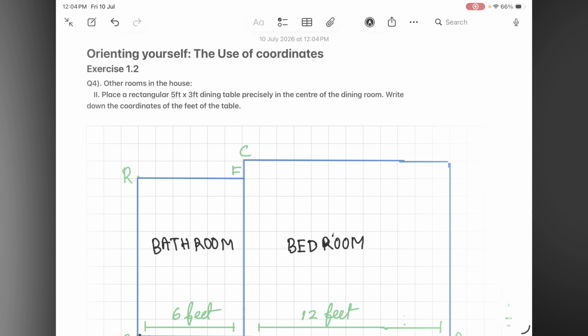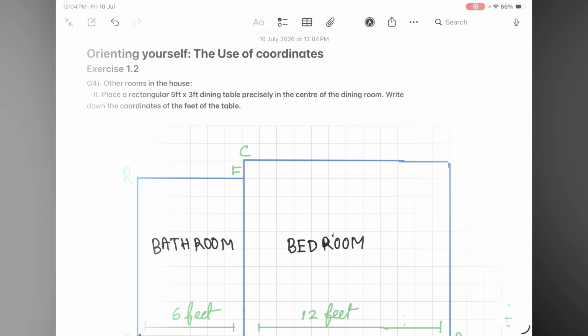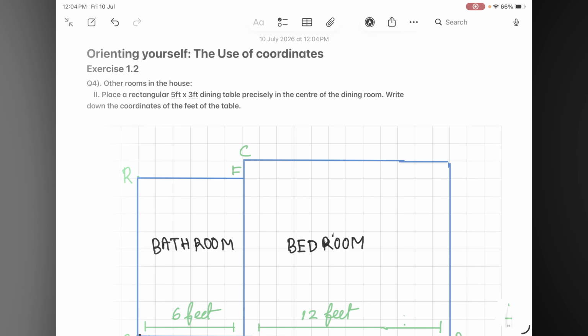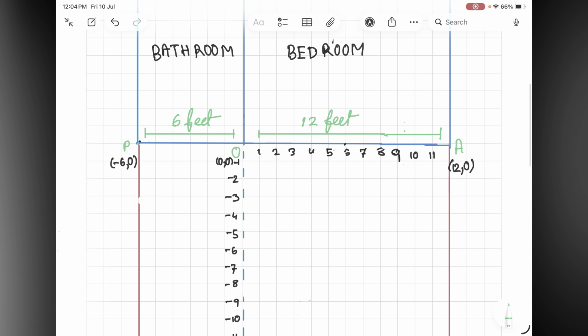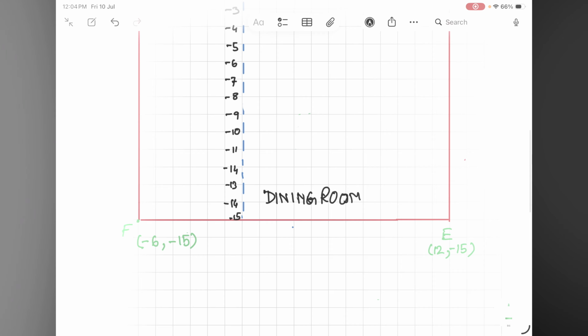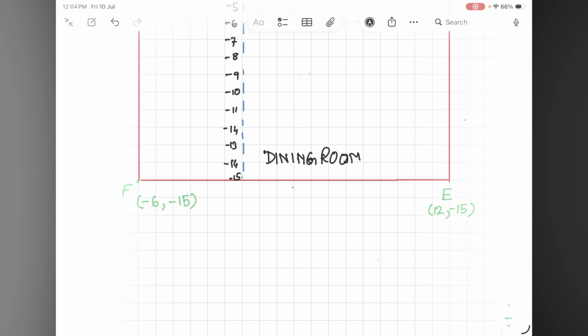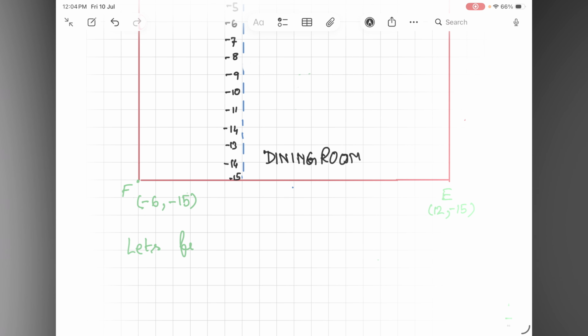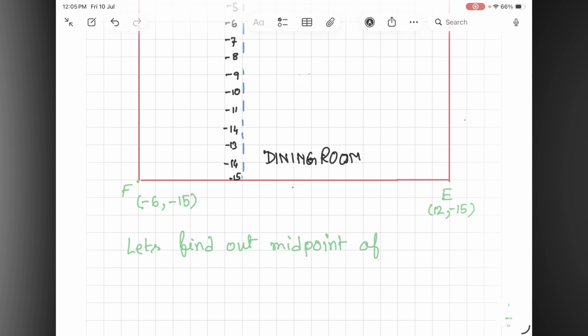Question number 4, part 2: place a rectangular 5 feet by 3 feet dining table precisely in the center of the dining room and also write down the coordinates of the feet of the table. So for the dining room, first we find out the center of the dining room. How do we find it? By using the midpoint formula. Let's find the midpoint of the dining room.